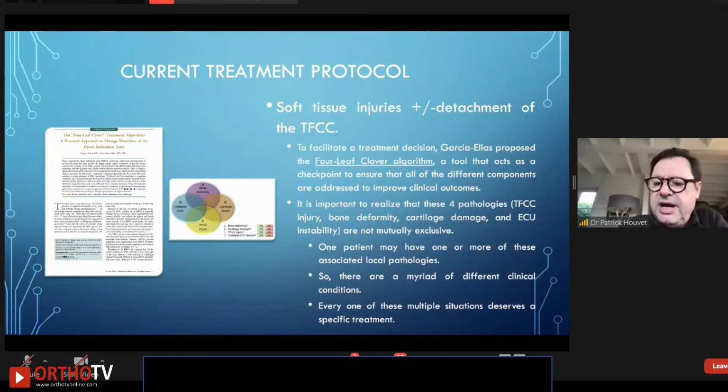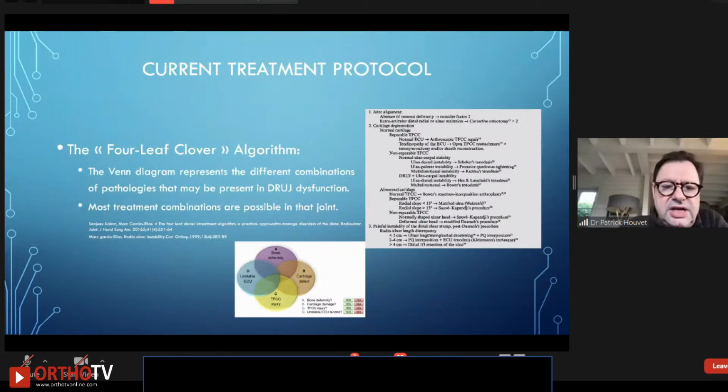So there are a myriad of different clinical conditions. Every one of these multiple situations deserves a specific treatment. And this is a Venn diagram, and it represents the different combinations of pathologies that may be present in the joint dysfunction. Most combinations are possible in that joint, and you can see all the different possibilities. A lot have been described by Didier, but the traditional one, of course, all of these different possibilities.